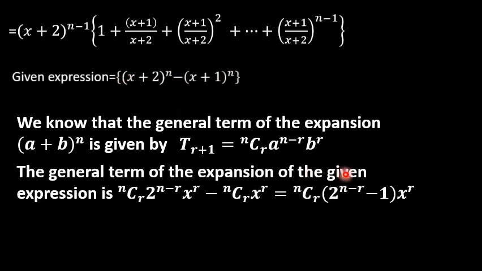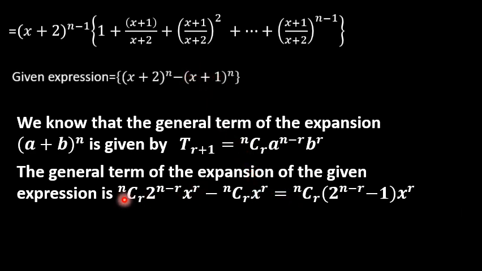So the general term of the expansion becomes (x+2)^n. When you apply the formula for (x+2)^n, we will get nCr and a^(n-r). Let us take a as 2 here, so we have 2^(n-r), and b as x here, so b^r is x^r. And in the second term, that is (x+1)^n, when we apply the same formula, we will get nCr into 1^(n-r), which is nothing but 1, so you can ignore this, and b^r is x^r.